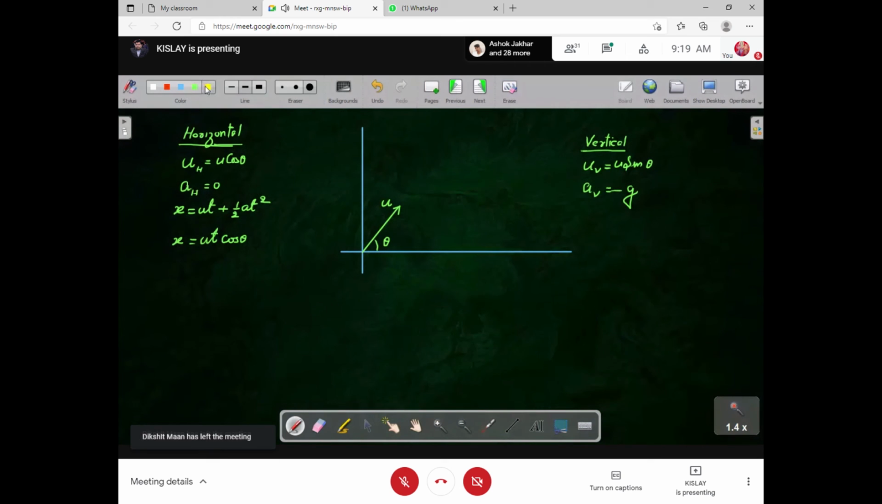Now is it clear, children? And here if we want to find the y coordinate, then again we use y equal to ut plus half at square, which is ut sin theta minus half gt square. In this way we have calculated.